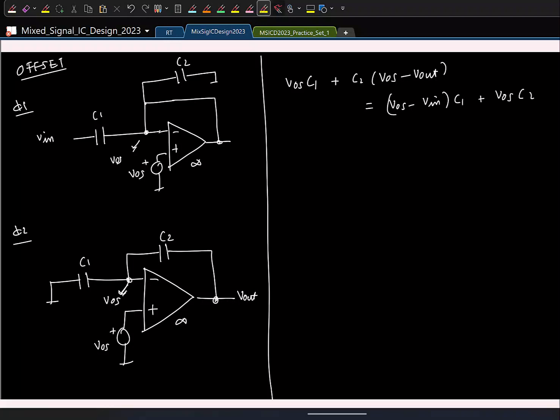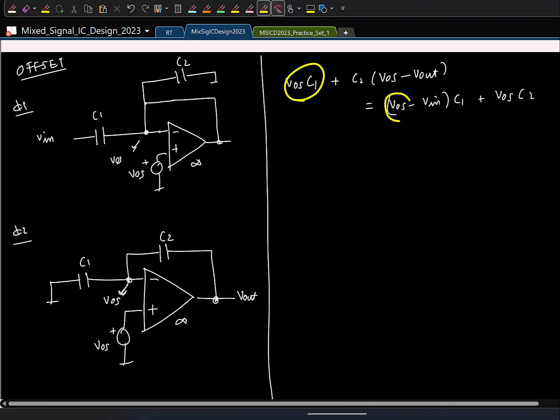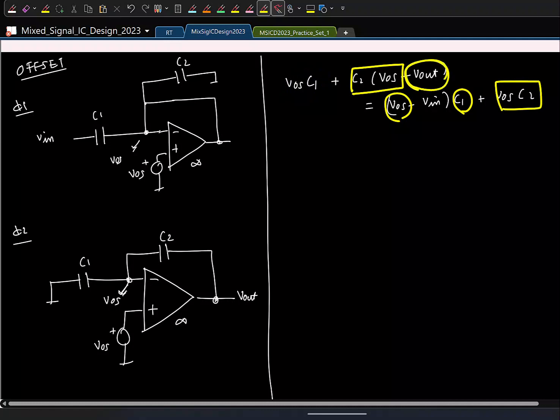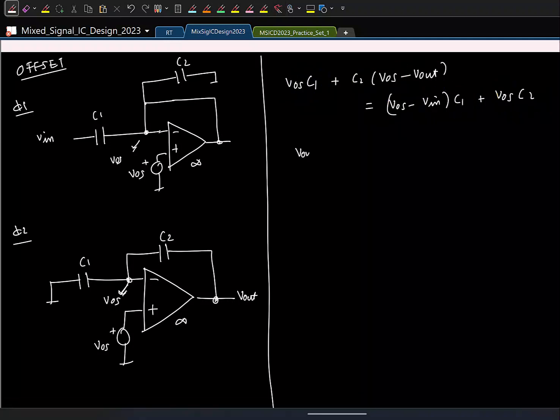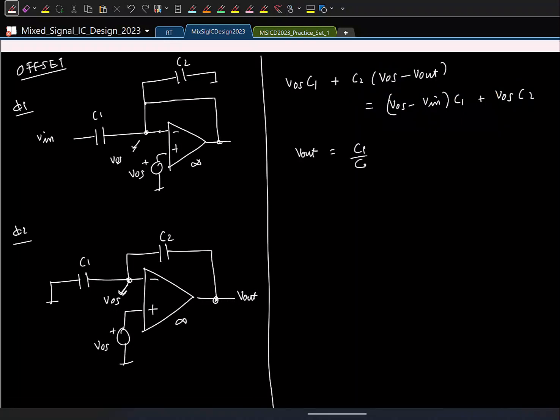If you solve for it, this VOS C1 gets cancelled, VOS C2 gets cancelled, you'll only end up with this term, right? So output is exactly C1 by C2 times Vin, and there is no offset. So what is the magic that's happening here? This is the circuit. If you analyze it, we are able to verify that it works. But what is the basis behind the circuit? What is the logic?